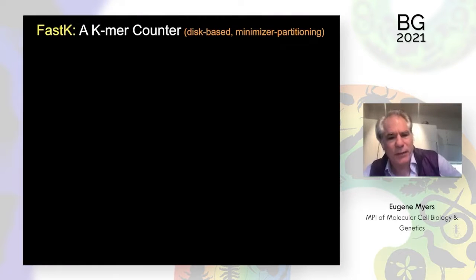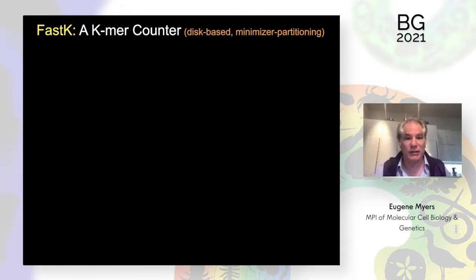FastK is a K-mer counter. That is, if you give it a sequence data set, it will count the number of occurrences of each distinct K-mer in the data set. It is optimized for high accuracy shotgun data sets, and it is a refinement of the disk-based minimizer partitioning algorithm found in the KMC3 K-mer counter.